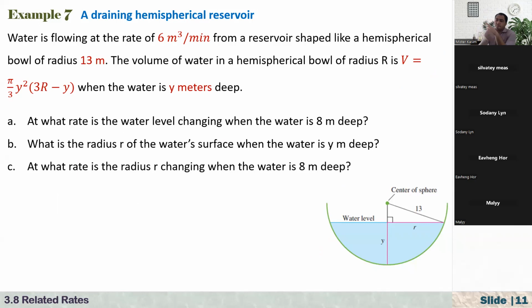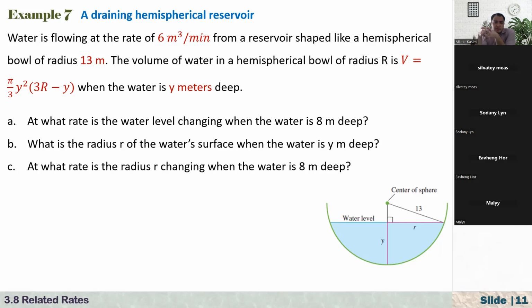7 and 8. Water is flowing at the rate of 6 cubic meters per minute from a reservoir shaped like a hemispherical bowl of radius 13 meters. The volume of water in a hemispherical bowl of radius r is V, given by this, when the water is y meters deep. Capital R is the radius of the bowl, right?